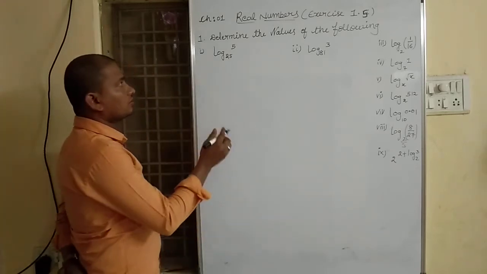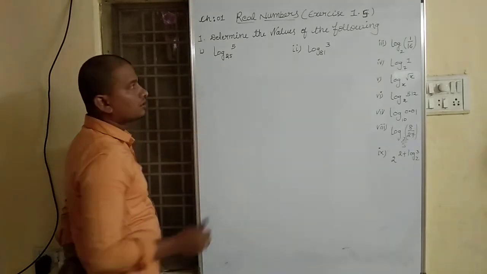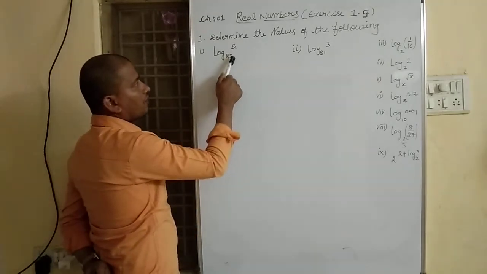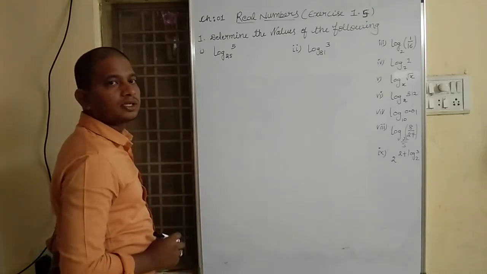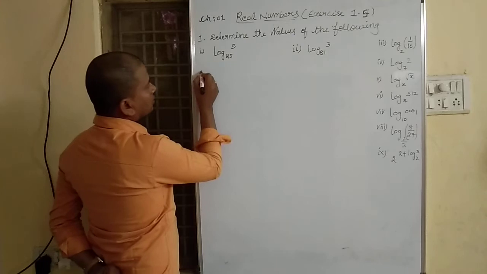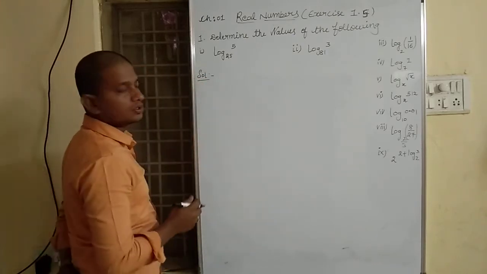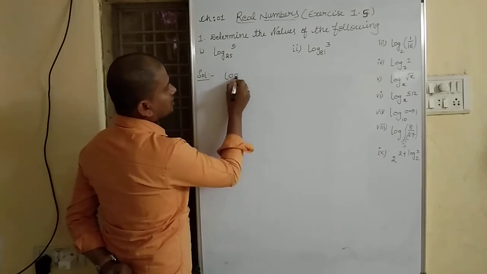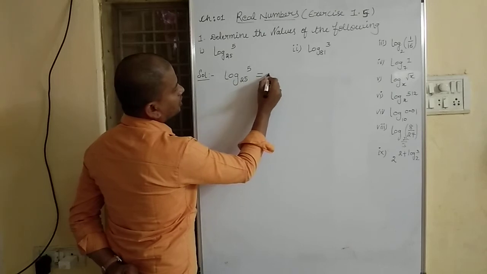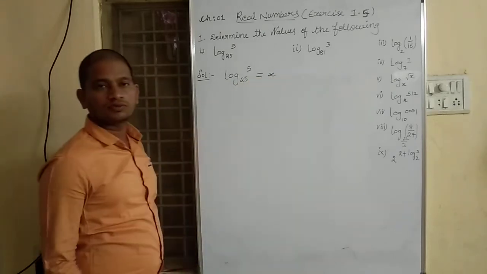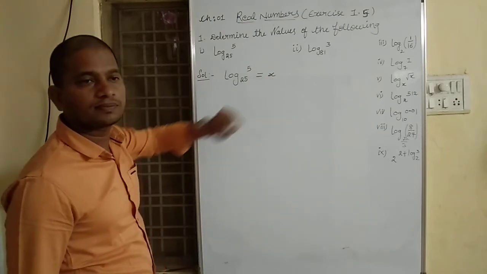So we have to determine the values of the following. First question is log 5 base 25. So we have to find the value. What you do, you consider log 5 base 25 is equal to x. We don't know, so let us consider it as x.